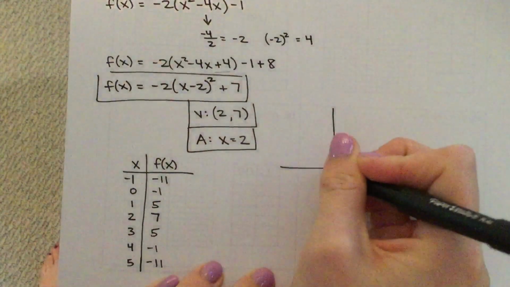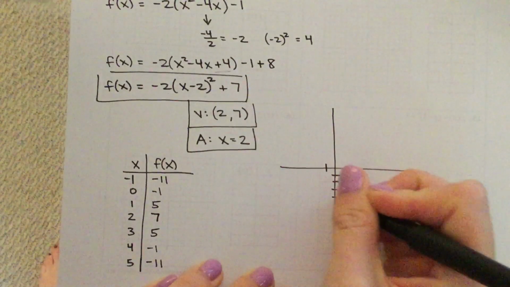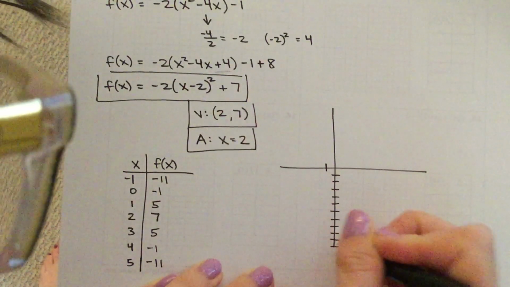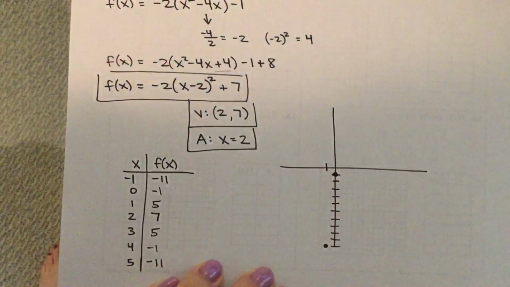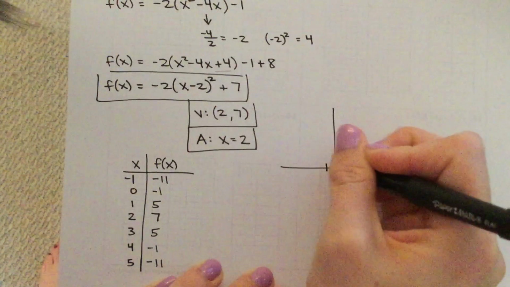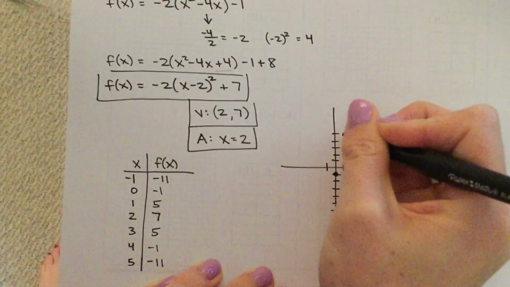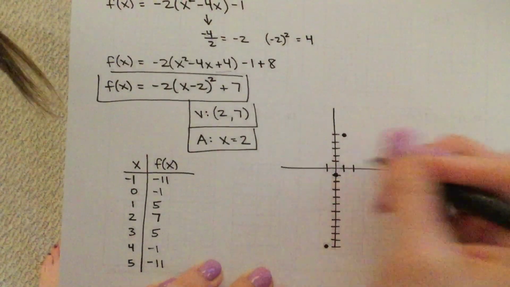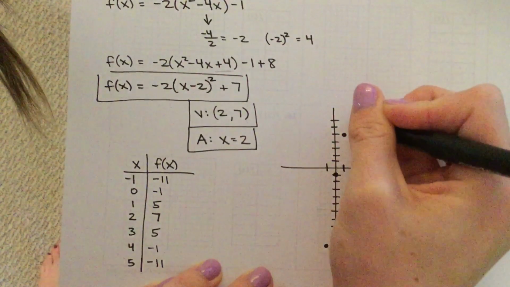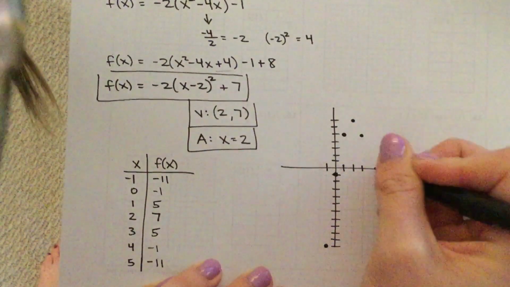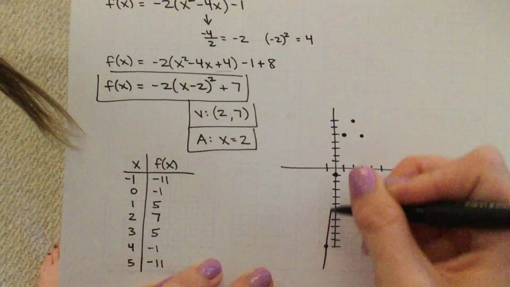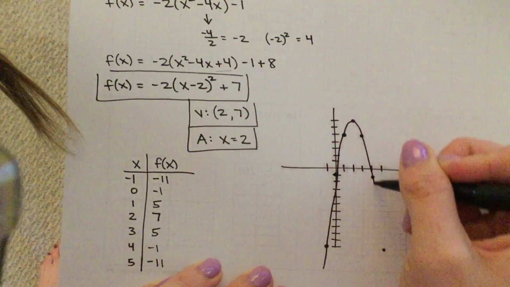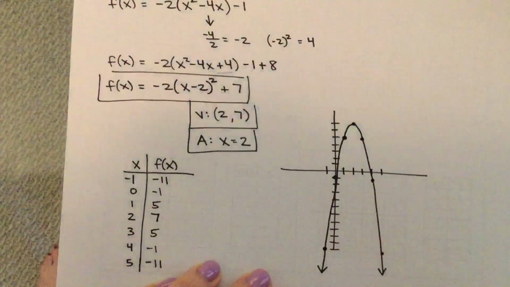Okay, so negative 1, negative 11. That's going to go off your graph. But I'm making my own. So there we go. 0, negative 1. 1, 5. Of course, mine's not going to be quite as pretty because I'm making my own grids. 2, 7, and then it repeats itself back down the other side. Okay, so just connect the dots. Again, yours will look much prettier because you have a perfectly spaced grid, but this is what your equation should look like.